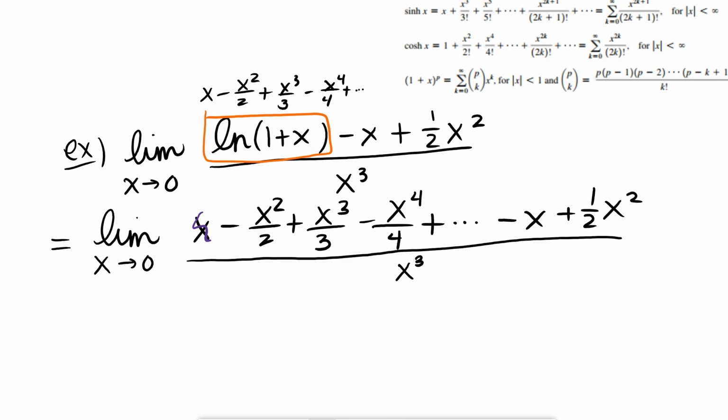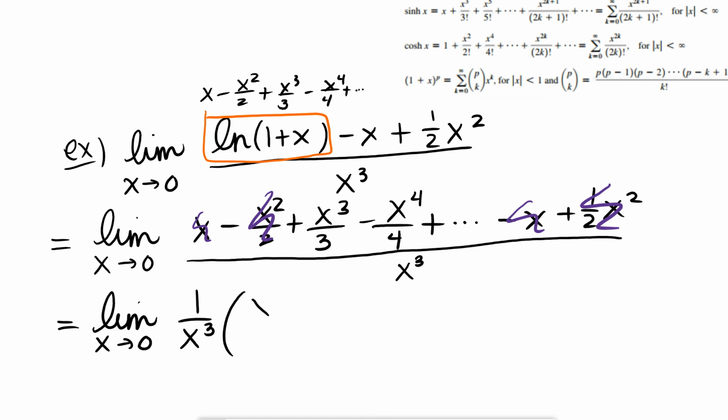What can cancel? So this x and this x cancel out. This guy cancels out with that guy, right? If I put in x equals 0 right now, I still get 0 over 0. So I'm going to rewrite this a little bit. And remember, the hardest part about calculus is the algebra. So this x cubed in the denominator, I'm going to rewrite that as 1 over x cubed instead. And then I have x cubed over 3 minus x to the 4th over 4.